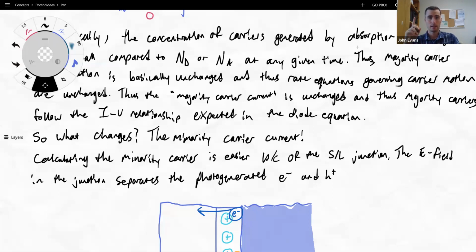But here's what does change: the minority carrier current. Even though our majority carriers are doing what they've always been doing, we can significantly affect the concentration of minority carriers in our systems. And fortunately for us, it's pretty easy to calculate what this current might be.